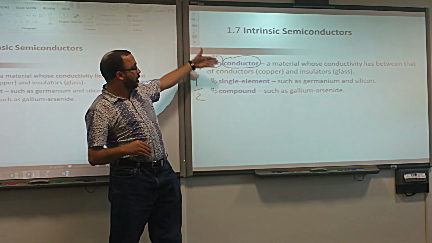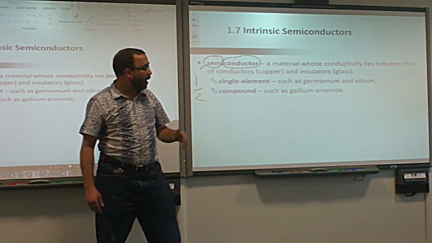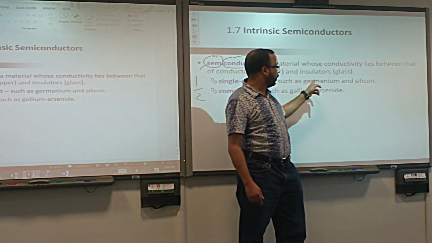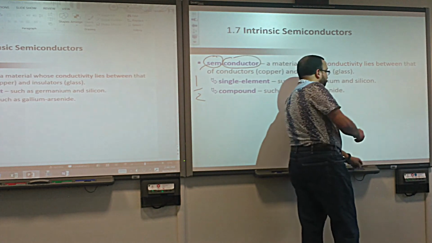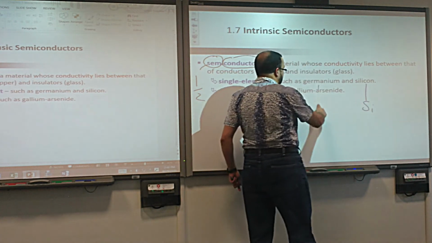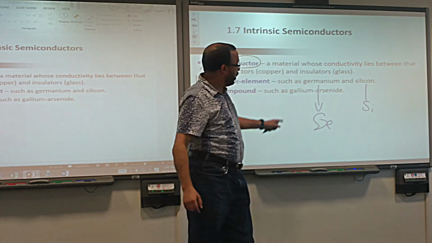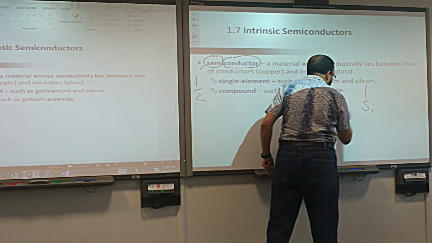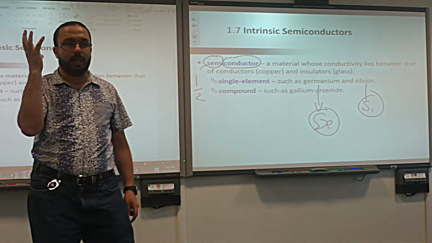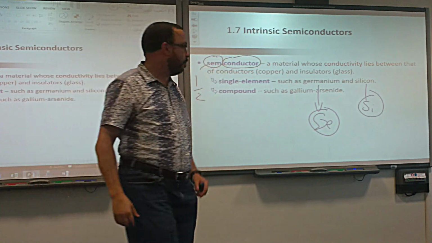So there is a single atom, or single element, semiconductor like what? Like silicon. Like germanium. Silicon, the symbol for that is Si. Yes or no? And germanium, I think, is Ge. These are two types of semiconductor that are pure. They have only those kinds of atoms. That's it. Either silicon or germanium.